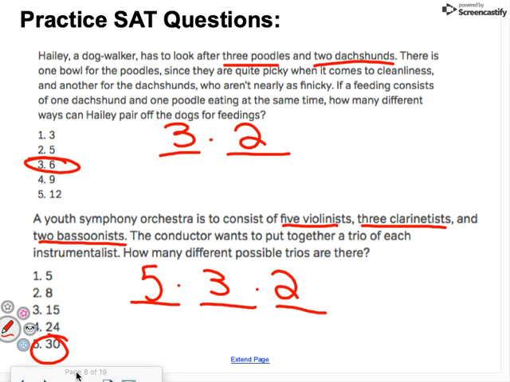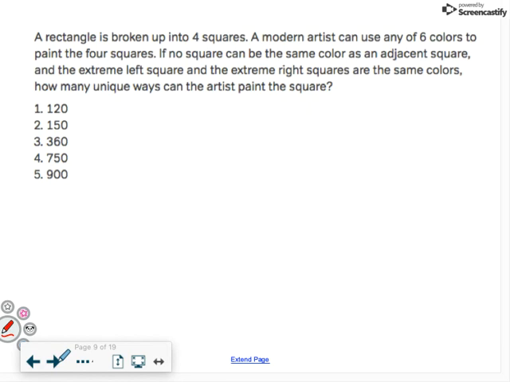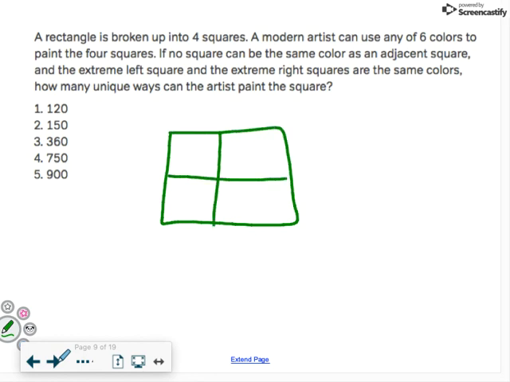And one more practice SAT question. A rectangle is broken up into 4 squares. So I'm going to start by drawing a picture here. It's broken up into 4 squares. Modern artists can use any of 6 colors to paint the 4 squares. No square can be the same color as an adjacent square, and the extreme left and the extreme right are the same color. How many unique ways can the artist paint the squares?